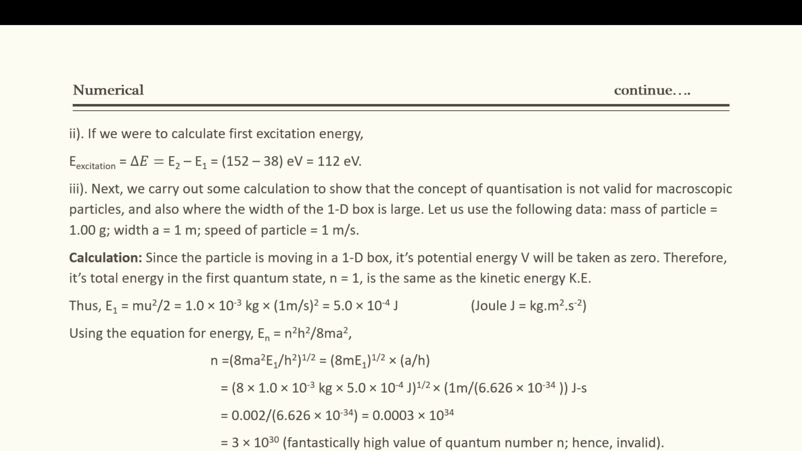Again, in this numerical, we have calculated for a microscopic particle. For a particle which is not microscopic, which is macroscopic, we find that the quantum number n becomes 3 into 10 to the power 30. A fantastically high value of quantum number, unimaginable, hence invalid. It means the concept of quantization applies only for a very small particle moving along a very small box, like chemical bonds.